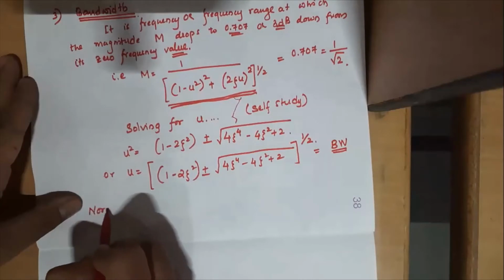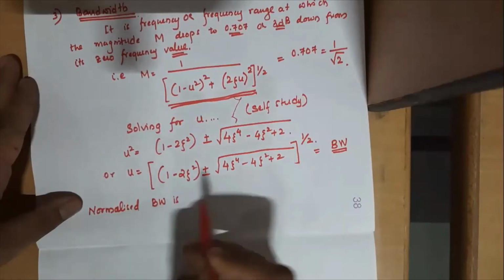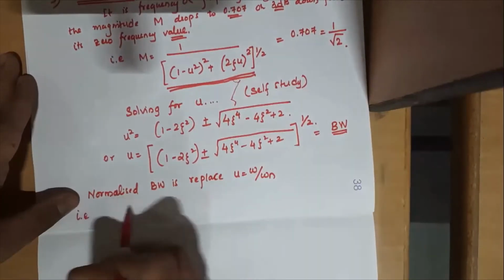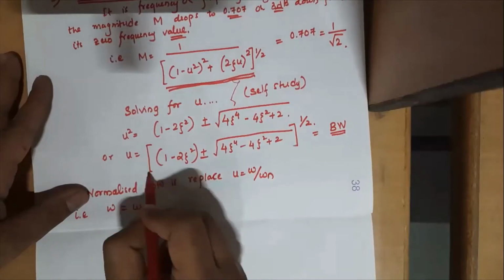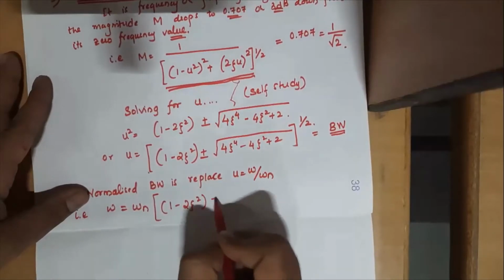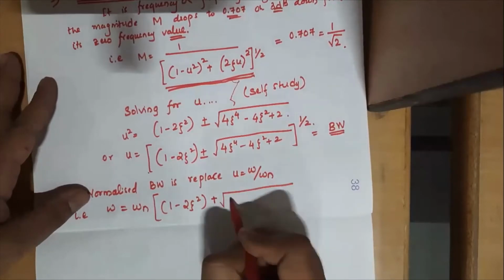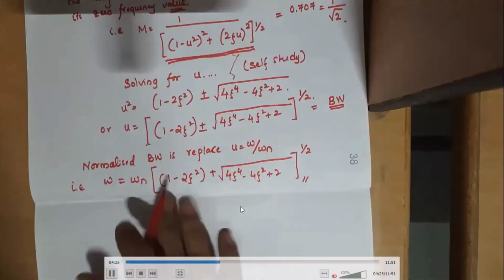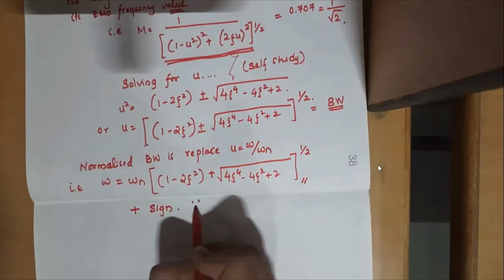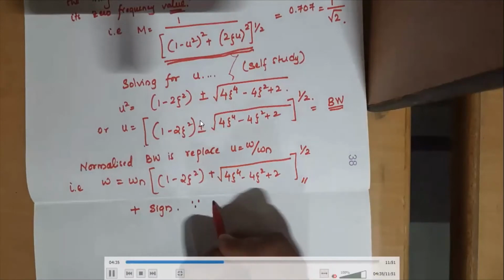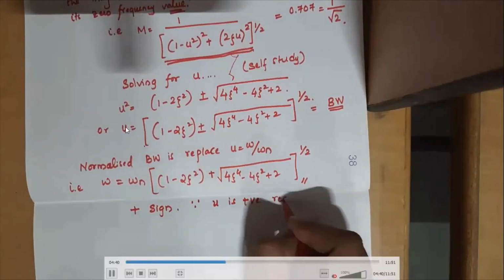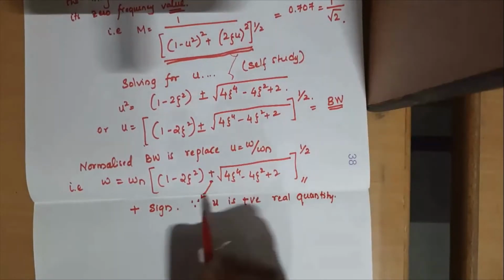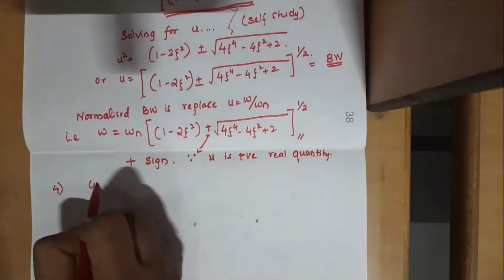So U is actually omega by omega n. Therefore, we have another definition for bandwidth as normalized bandwidth. That is written by replacing U equal to omega by omega n. So that is equal to omega n taken on the other side into the same thing. So this is normalized bandwidth. So plus sign is chosen here because our u, or this omega by omega n, is always a real positive quantity. Therefore no negative sign is put.